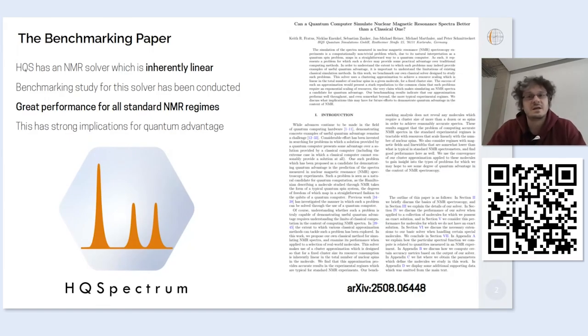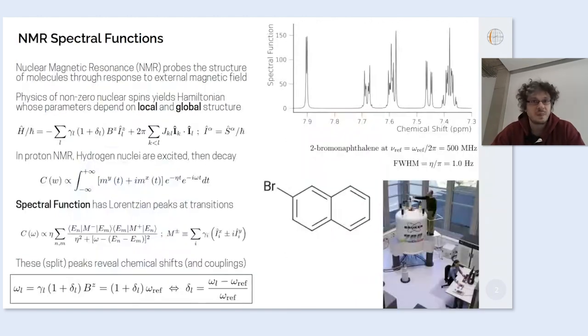And the punchline is, it gives very accurate results for basically any standard NMR parameter regime you could ever care about. And because its resource scaling is designed to be inherently linear with the total size of the molecule, this has some pretty significant implications for the possibility of quantum advantage in the context of NMR. So let's get right into it.